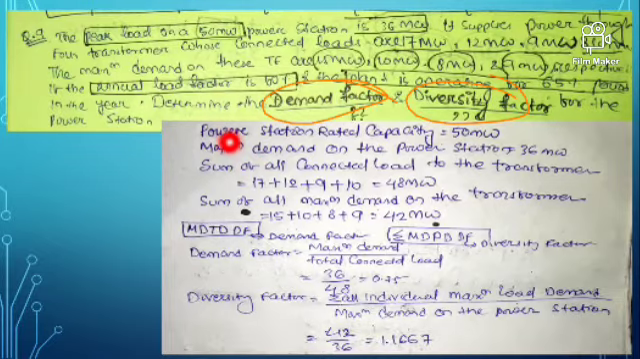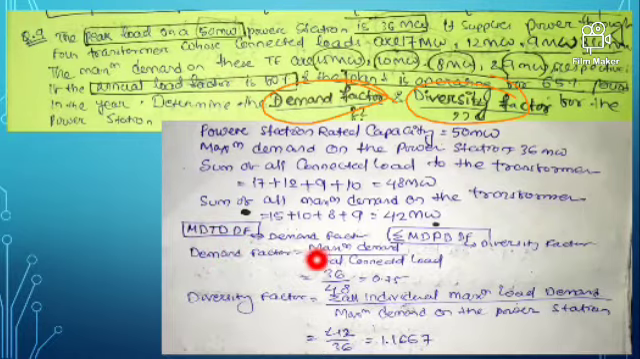First we write the given data. The power station rated capacity is 50 megawatt, and the maximum demand of the plant is 36 megawatt. The summation of all the connected loads of the transformers is 17 plus 12 plus 9 plus 10, that is equal to 48 megawatt, and the summation of all maximum demands on the transformers is 15 plus 10 plus 8 plus 9, that is equal to 42 megawatt. And we already know the formula: maximum demand over total connected load is equal to demand factor.